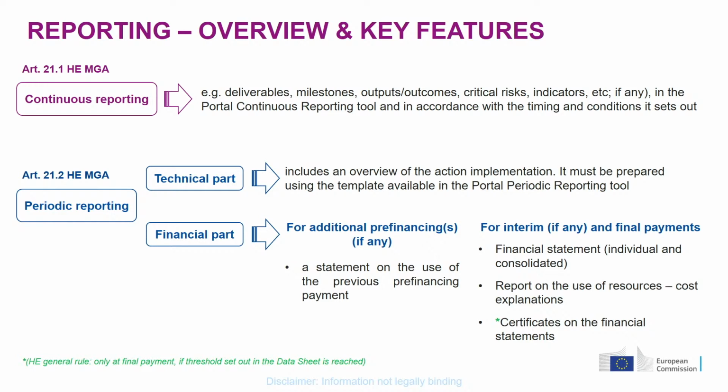And you may also have to provide us with a certificate on the financial statement, what we call a CFS. For Horizon Europe, this CFS will have to be provided only at final payment, if a certain threshold of EU contribution requested is reached, actually. So this is a summary, an overview of both the continuous reporting aspect and the periodic reporting aspect.